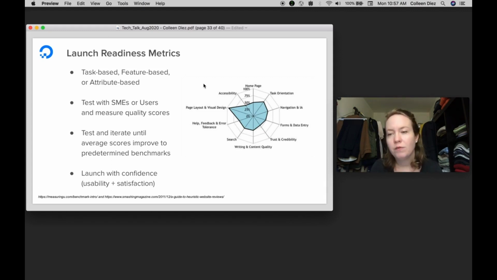So there's lots of flexibility in how you determine launch readiness, but what's most important is that your team determines what those most important things are in advance before you launch. The other thing to do is to incorporate this testing into your roadmap for launch. So make sure you have enough time to actually test your product with subject matter experts internally, or actual customers or actual users, and measure those quality scores.